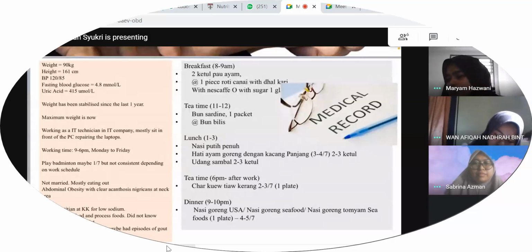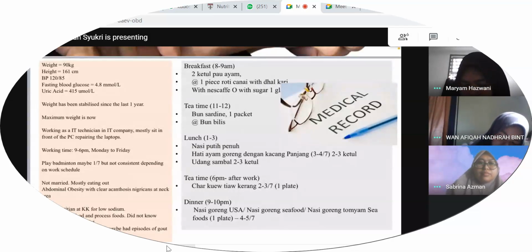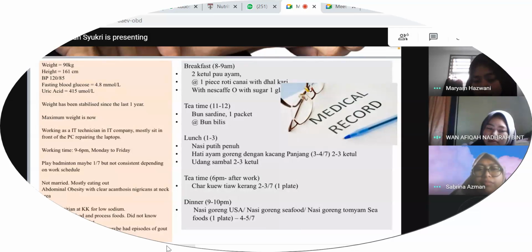Number two, the patient may not always eat pau ayam every breakfast. If you go by meal, you just waste your time. You have to remember during that 45 minutes, you cannot spend too much on the diet part. So if you tend to explain, okay, your breakfast, 2 ketul ayam ni, tinggi purin. Your tea time, pau sardin tinggi purin. Your hati ayam during lunch is tinggi purin. So, you kind of waste your time.